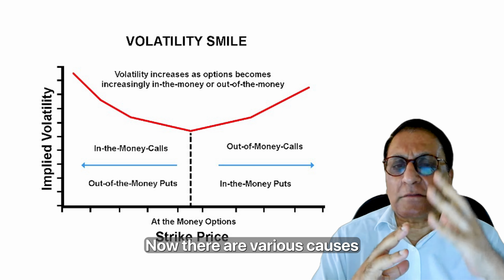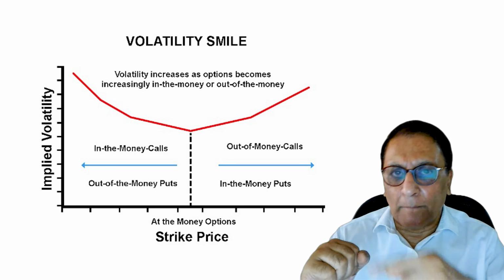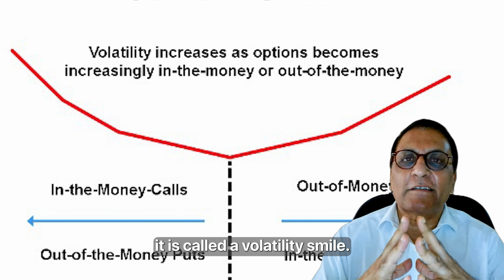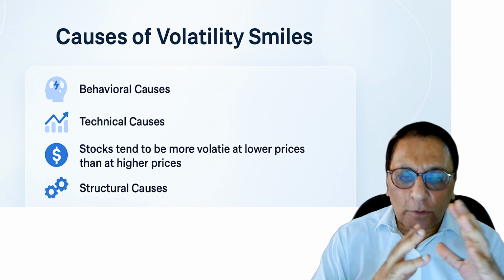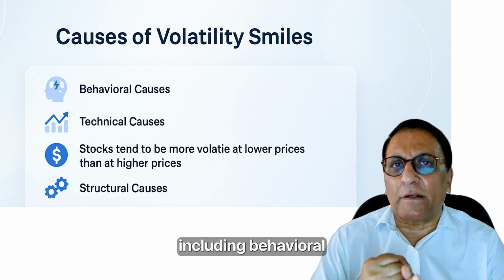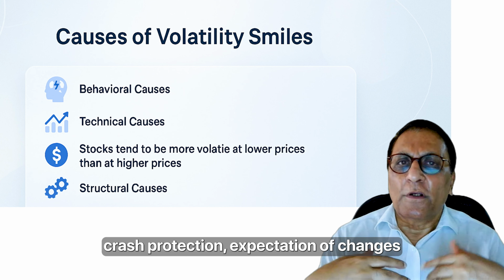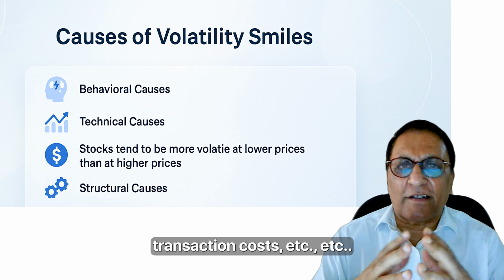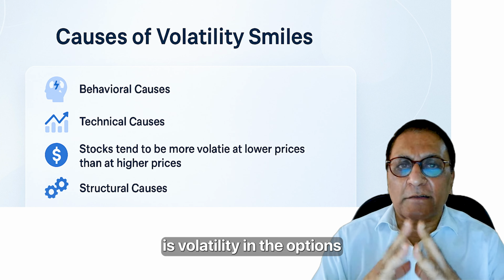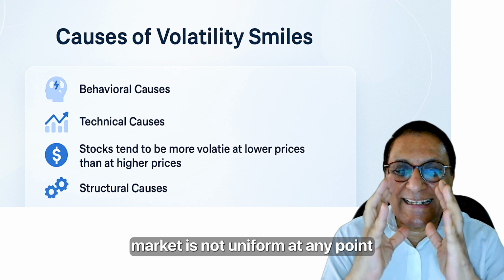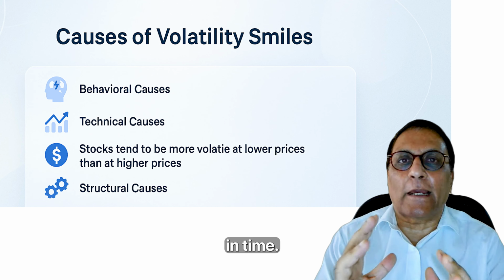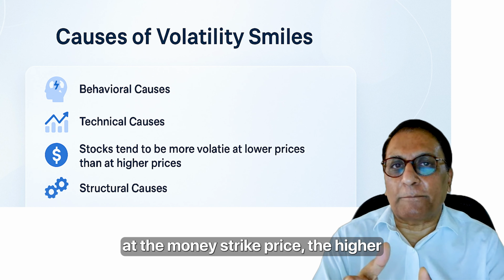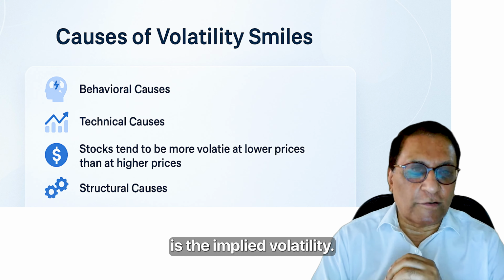Now, there are various causes which have explained this phenomena, and because it follows a smile-like structure, it is called a volatility smile. Many factors have been attributed to causing this volatility smile, including behavioral, crash protection, expectation of changes in volatility over time, support resistances, transaction costs, etc. However, the key thing to understand is volatility in the options market is not uniform at any point in time. It changes as per the strike price. The further you move away from the at the money strike price, the higher is the implied volatility.